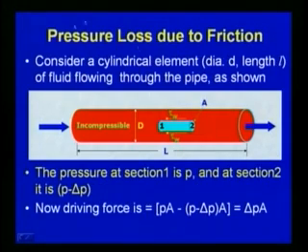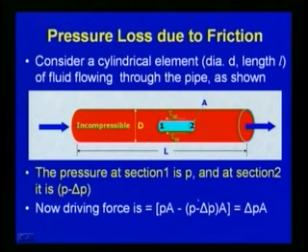So, if you consider a cylindrical element, say of diameter d and length L, of flowing fluid through the pipe as shown in this figure. Here the pipe flow is in this direction and we consider incompressible fluid flow. d is the diameter of the pipe and say the shear stress is tau. The pressure at section 1 is P and at section 2 is P minus delta P.